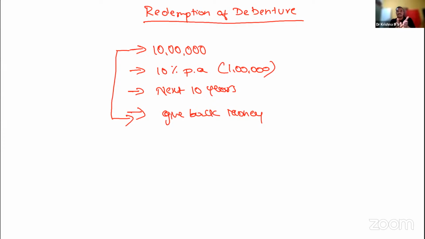Sir, I will put 10 lakh, sir. For 10 years, I will get 1 lakh interest. After that 10 years, I will get back my 10 lakhs. Is it good as an investor or bad? Yes, Andre, you can raise your hands. I will unmute you. You can speak.